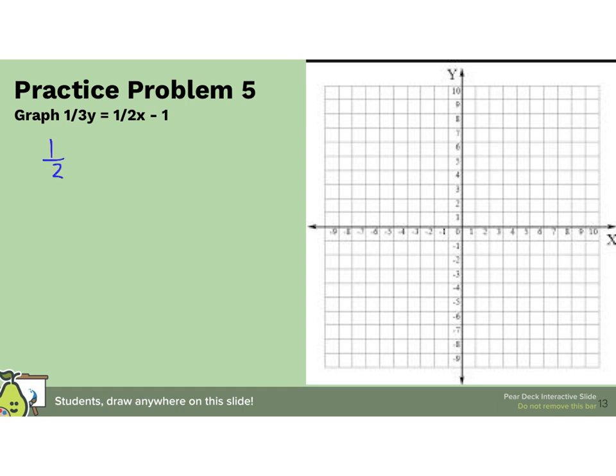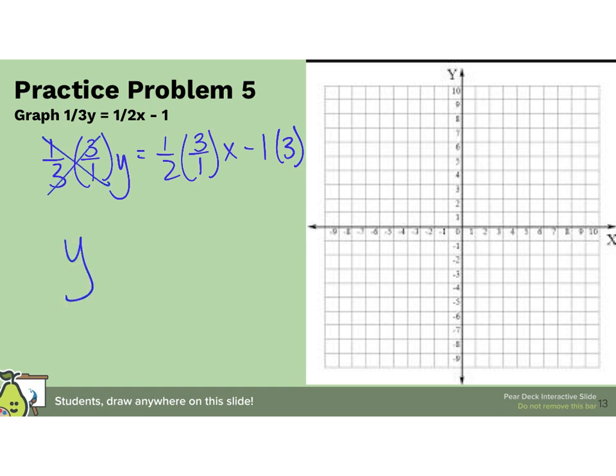So we have the 1/3. We're going to multiply that by 3. We have the 1/2. We're going to multiply that by 3. Don't forget the x. And then we have a -1 that we're also going to multiply by 3. So the 1/3 and the 3 divide out. So I'm left with y.